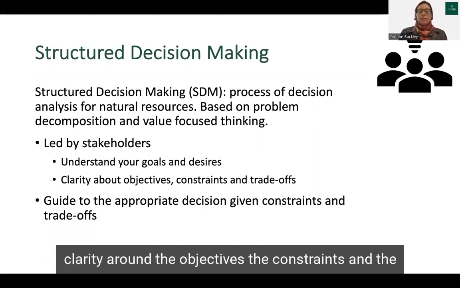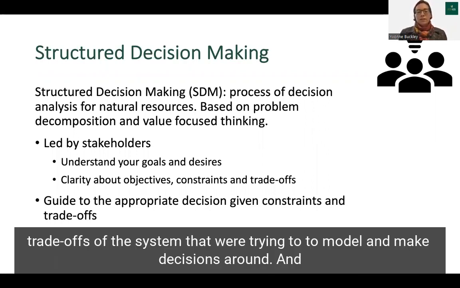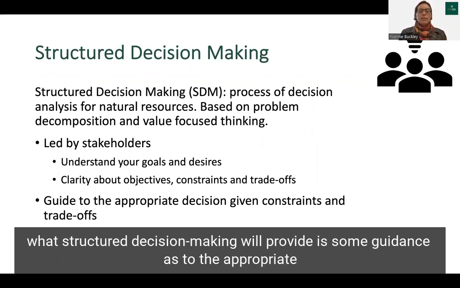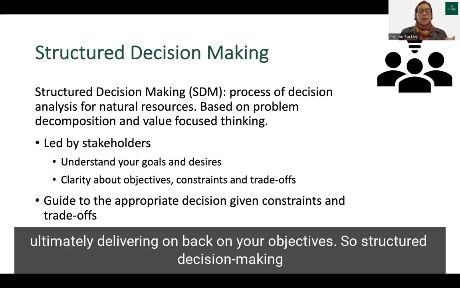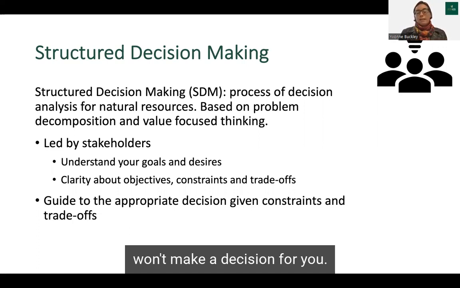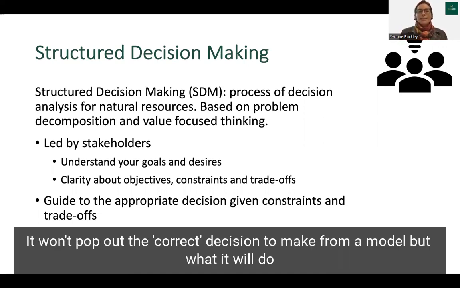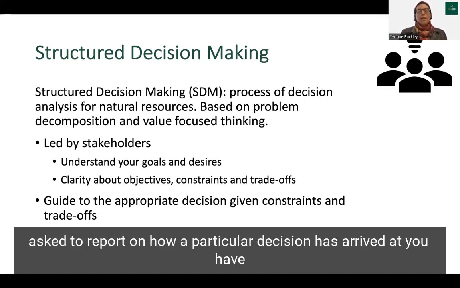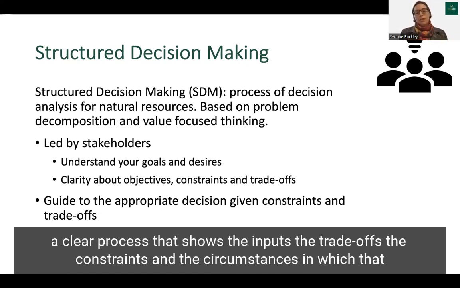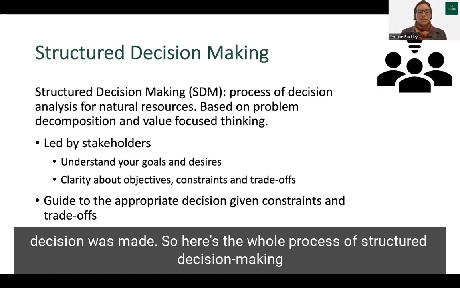And then we need clarity around the objectives, the constraints and the trade-offs of the system that we're trying to model and make decisions around. And what structured decision-making will provide is some guidance as to the appropriate decision that needs to be made given the constraints and trade-offs that we've identified, ultimately delivering back on your objectives. So structured decision-making won't make a decision for you. It won't pop out the correct decision to make from a model, but what it will do is give you a transparent and robust process for making that decision, so that if you're asked to report on how a particular decision was arrived at, you have a clear process that shows the inputs, the trade-offs, the constraints, and the circumstances in which that decision was made.